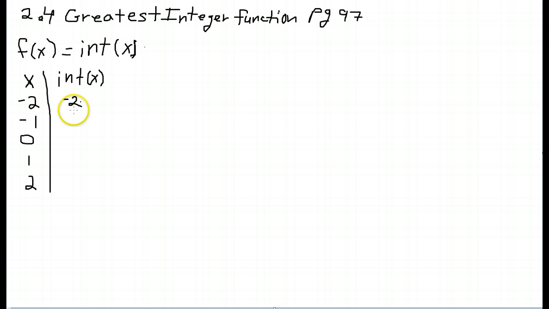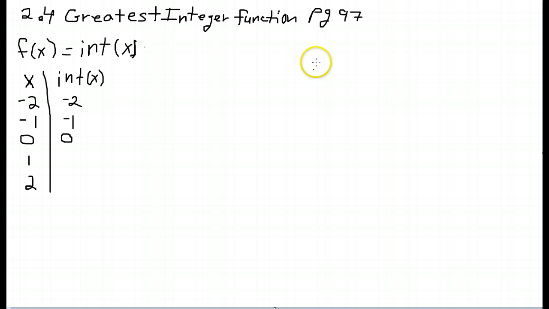But once I get to -1, the greatest integer is -1. All the way up from -1.0 through -1.9, it stays at -1. And then once I hit 0, it's at 0. So these, remember, are not points. They are little stair steps.